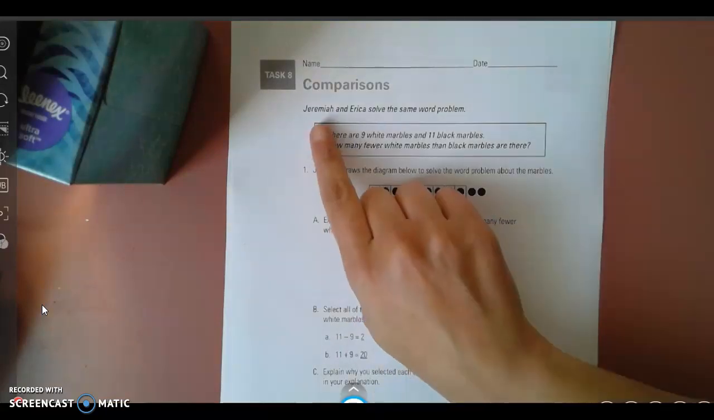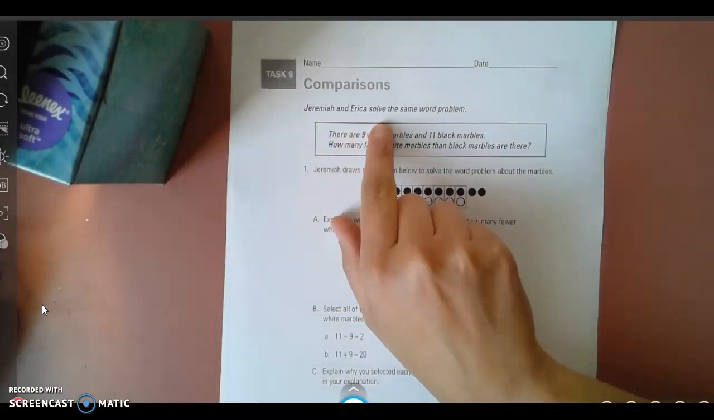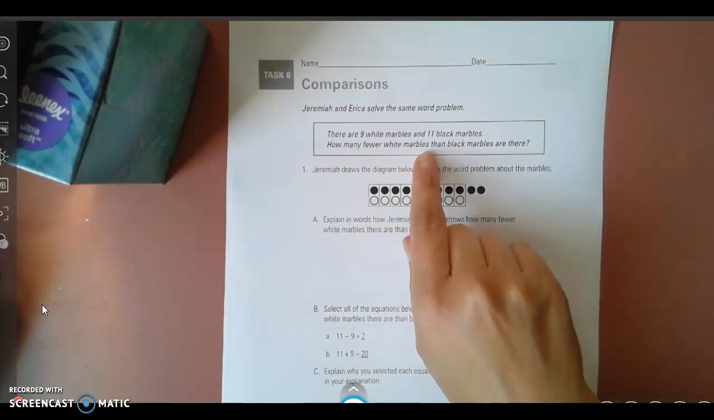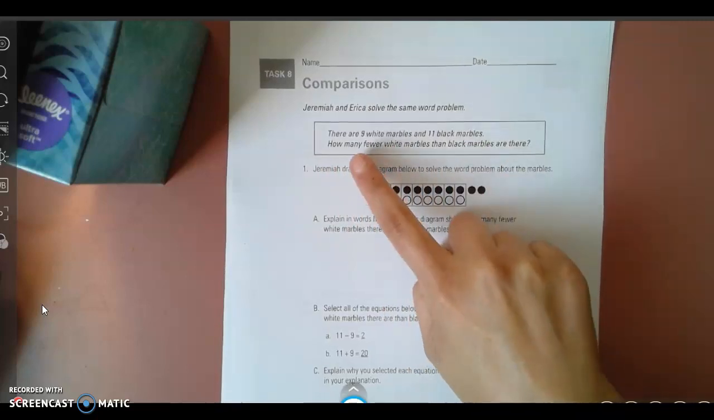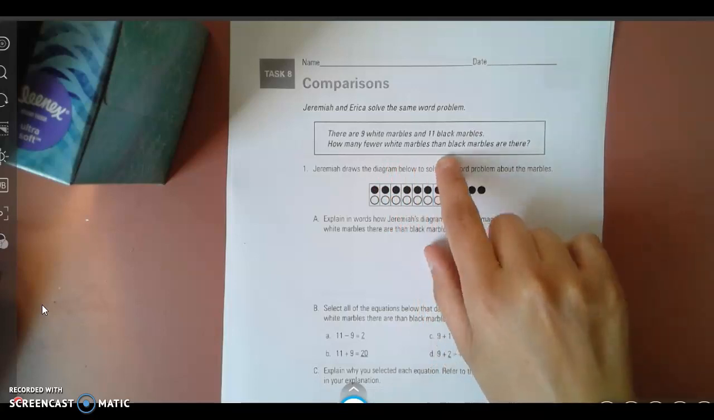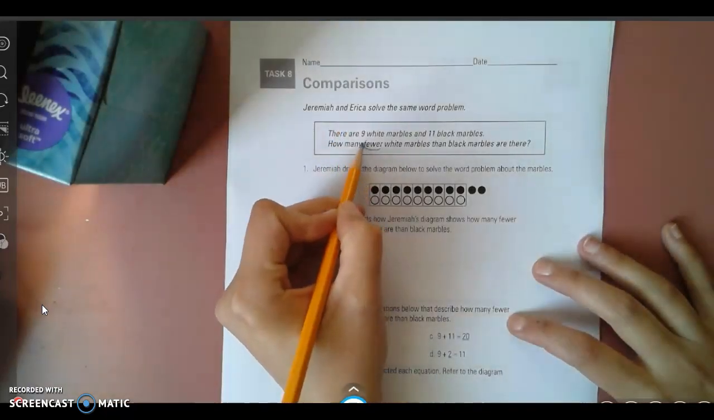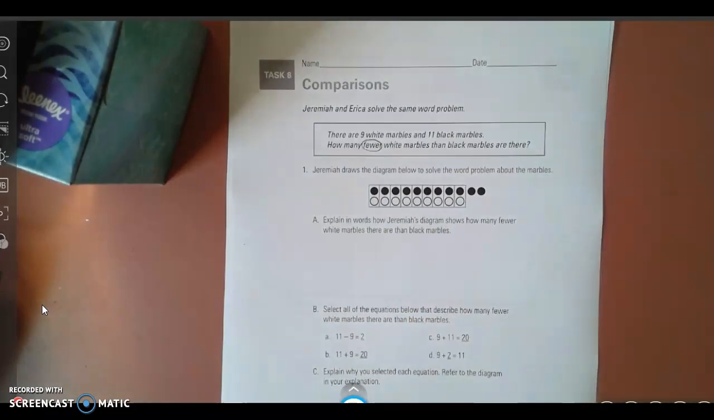So here we go. Jeremiah and Erica solved the same word problem. There are 9 white marbles and 11 black marbles. How many fewer white marbles than black marbles are there? So I'm hearing some clue words that I always like to look for when I'm thinking about word problems. And I hear the word fewer. So I'm going to circle the word fewer. So fewer means less, right? How many less white marbles are there than black marbles?